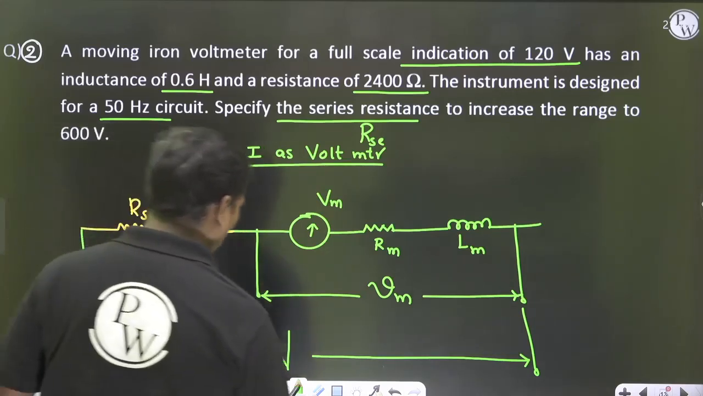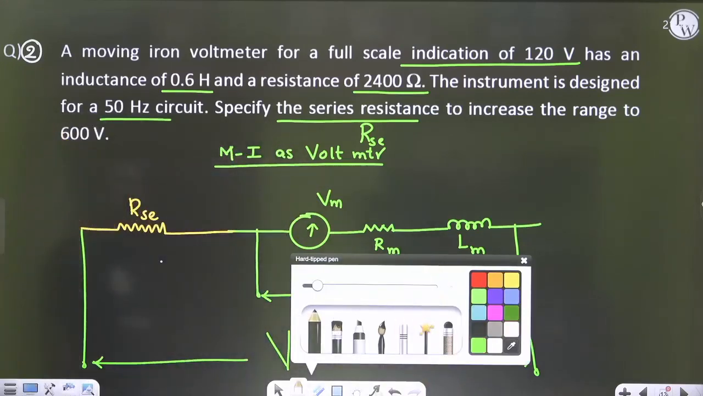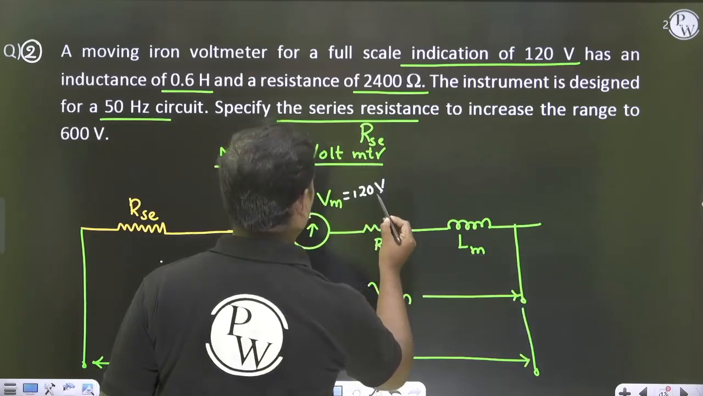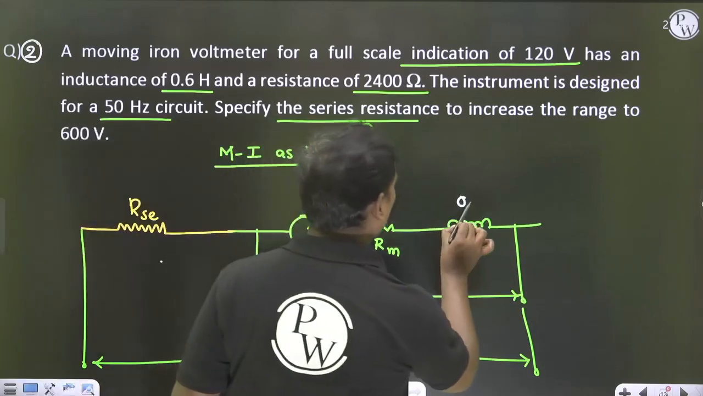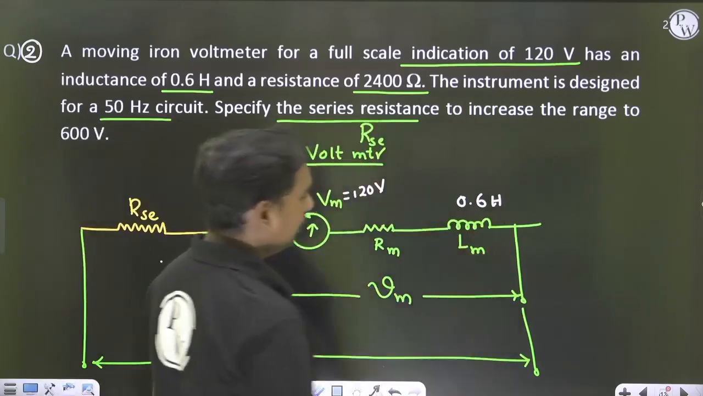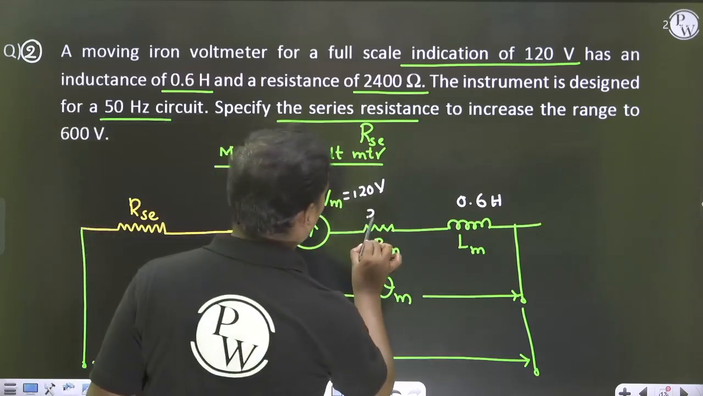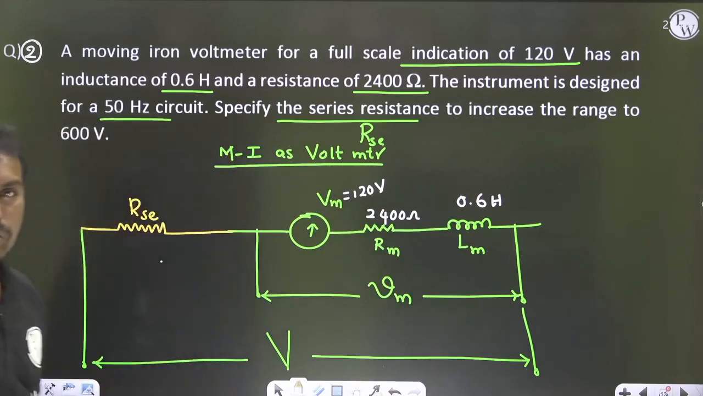Now let us talk about what are the values given here. A moving iron voltmeter has a full scale indication of 120 volts. How much is this? 120 volts. Has an inductance of how much? 0.6 Henry. Good. And a resistance of how much? 2400 ohms.